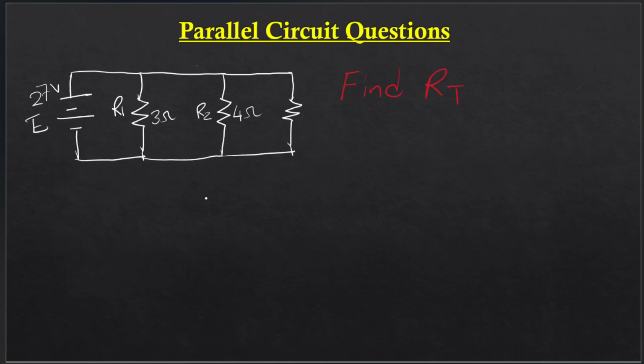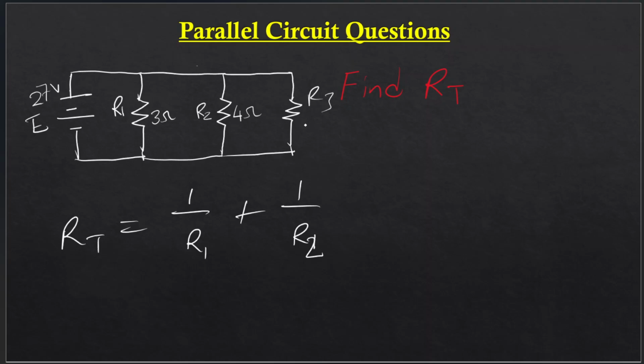Now here we have a parallel circuit question. We have to find RT. Now the formula for finding RT in parallel circuits is RT is equal to 1 over R1 plus 1 over R2. R3 doesn't have a value here. R3, let it be 5 ohms. So 1 over R1 plus 1 over R2 plus 1 over R3. And then enclose them in brackets and invert them to the power minus 1.